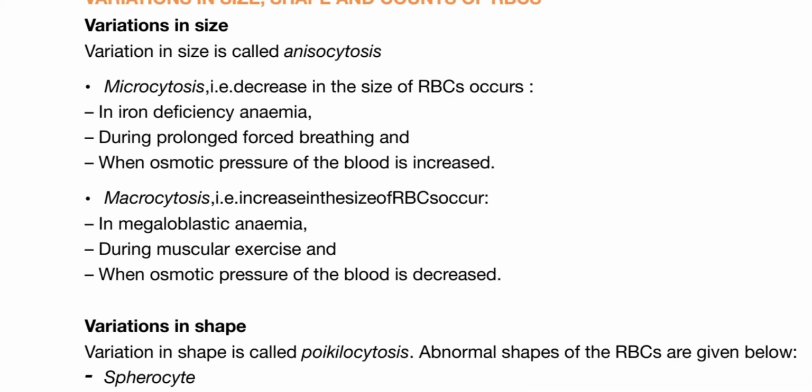Now macrocytosis is the opposite of microcytosis. Macrocytosis is seen in megaloblastic anemia, during muscular exercise, and when osmotic pressure of the blood is decreased. In microcytosis it is due to increase in the osmotic pressure, while in macrocytosis it is due to decrease in osmotic pressure.